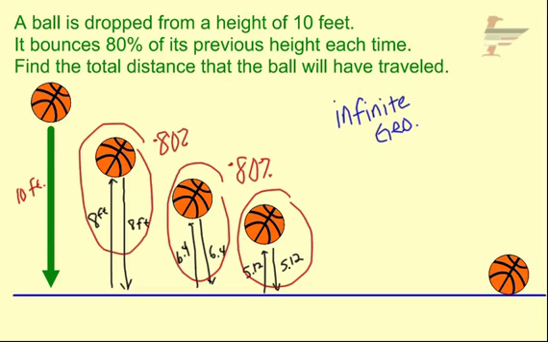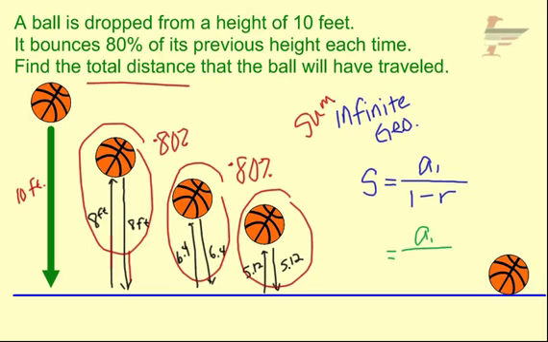So if we want to know the total distance, we want to add all these up. We want to add up the 10 feet and the 8 feet and the 8 feet and the 6.4 and the 6.4. So because we want to add all of these up, we're looking for the sum of the infinite geometric series. We have a formula for that, which is a sub 1 divided by 1 minus r. Now, the ratio, what are we multiplying by each time, actually is going to be 80%, or I'll just write it as the decimal 0.8.